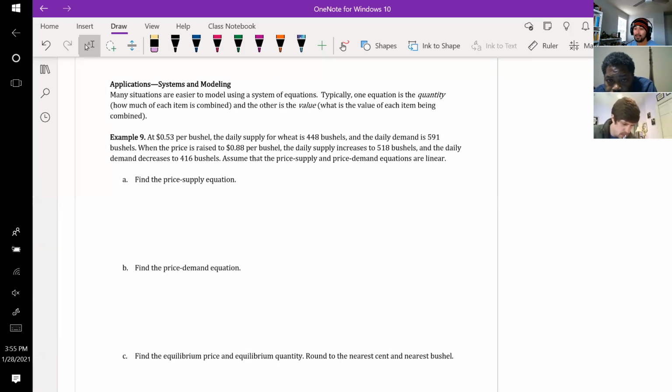All right. So A says to find the price supply equation. So remember, if we're going to create an equation, we need two ingredients. We need a point and we need a slope. So what this paragraph is giving us is points to work with. So we're going to find the points, we're going to find the slope, and then we are going to create the equation.